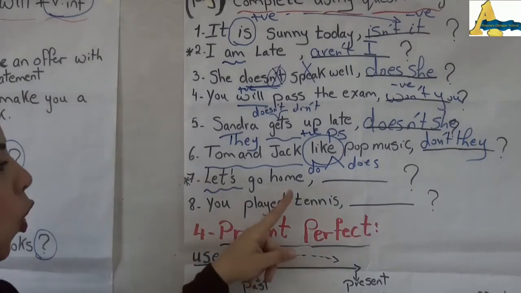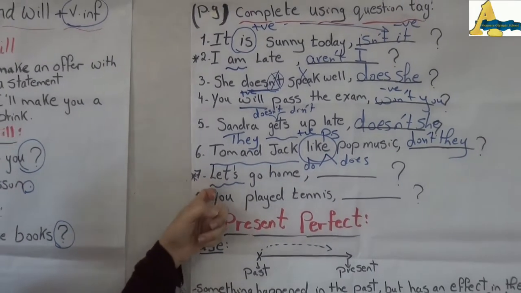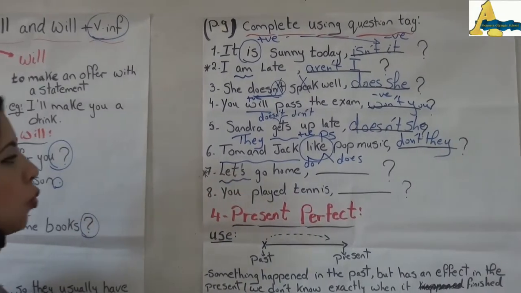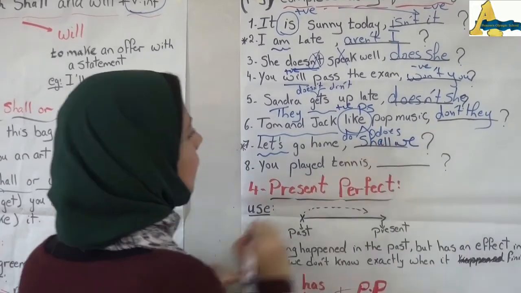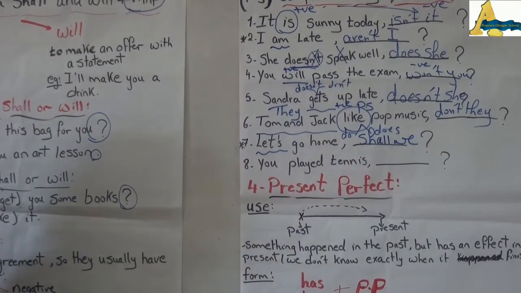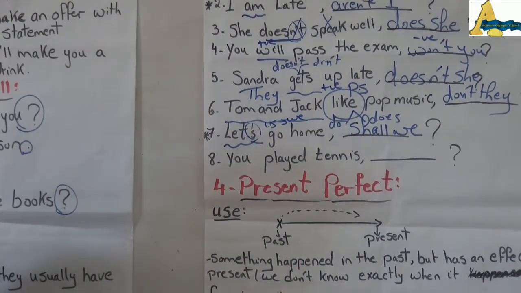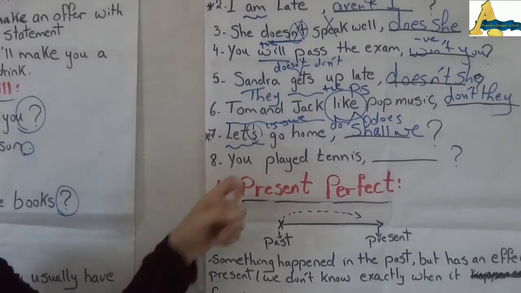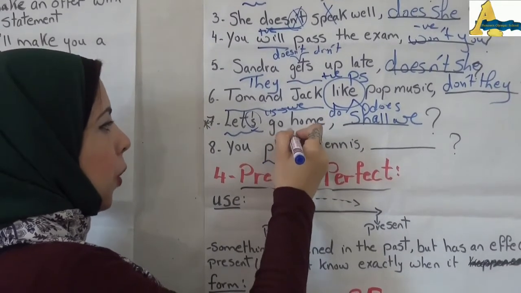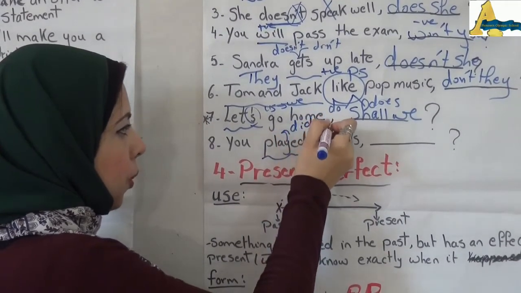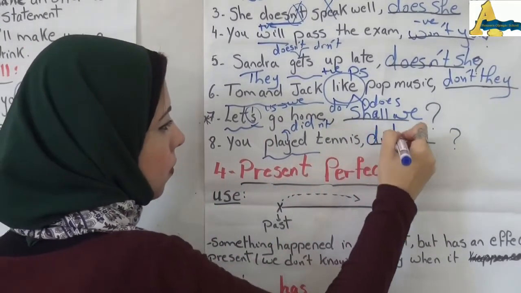Number 7, let's go home. Here we have let's, and let's is from the exceptions that we took before. Let's means let us, which refers to we. So we are going to change it to shall we. So let's go home, it will be shall we, because here we have let us, and us refers to we. Number 8, you play tennis. So here we have the verb in the past form. In the past simple, we are going to use did in the negative form, because it's positive, we are going to change it into negative. So it's going to be didn't you?